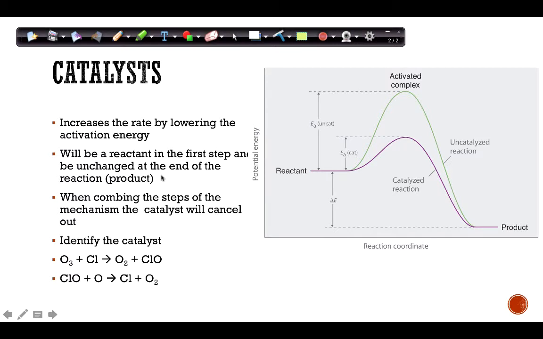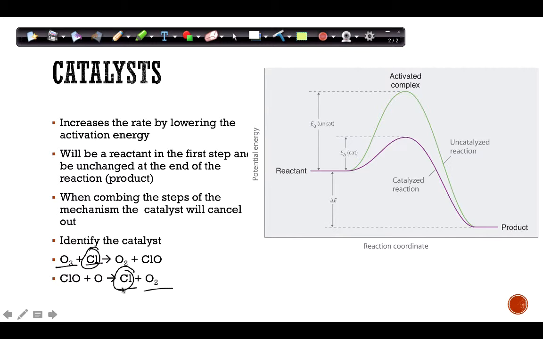A catalyst will be a reactant in the first step, and then at the very end, when you have all your products, it should be completely unchanged, because that's what a catalyst is. It moves the reaction along, but it doesn't actually get used up or changed. Okay, so let's find the catalyst in this. We look at the reactants that we start off with, and then the products at the very end. If it's completely unchanged, that is a catalyst. Well, Cl is the catalyst here because it's a reactant in the first step and a product at the very end.